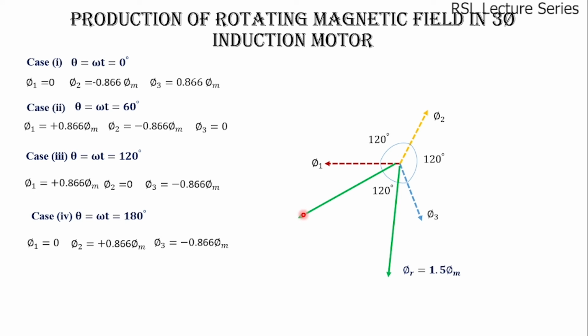Okay, now for case 3 phi 1 positive, phi 3 negative. So this is positive and phi 3 negative means opposite direction. So now the resultant will get shifted by another 60 degree interval. Okay, this is for 0, this is for 60, this is for 120. Okay, now the fourth case is omega t 180, phi 2 positive, phi 3 negative. So phi 2 positive means this one, phi 3 negative means opposite. Now the resultant will get shifted by an angle of 60 degrees. So this is how the magnetic field will be rotating, and its magnitude remains the same in all the cases.